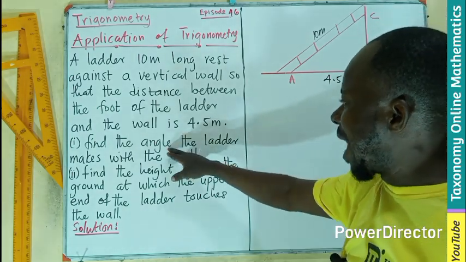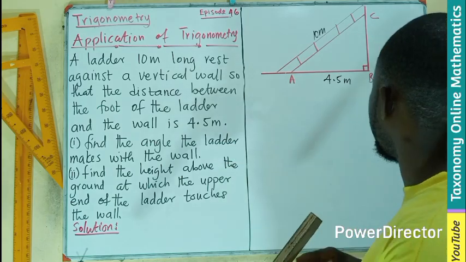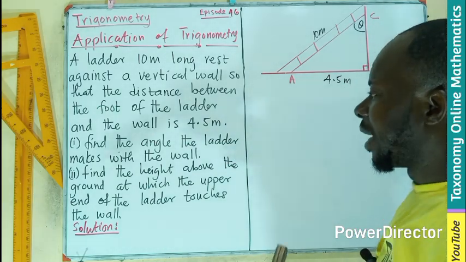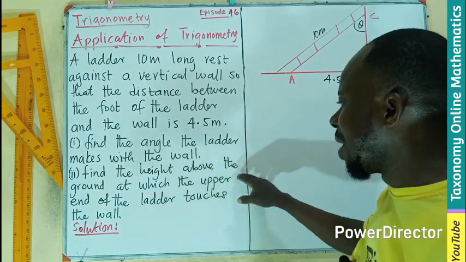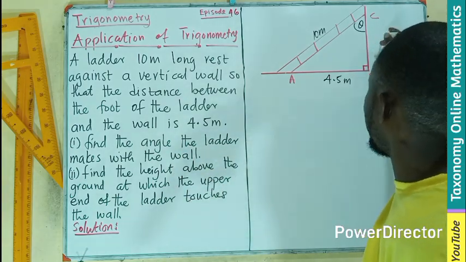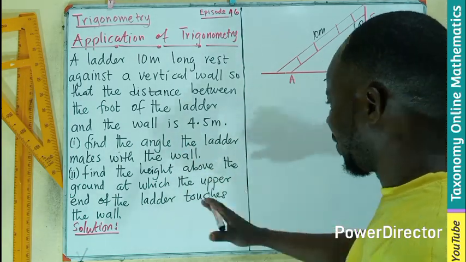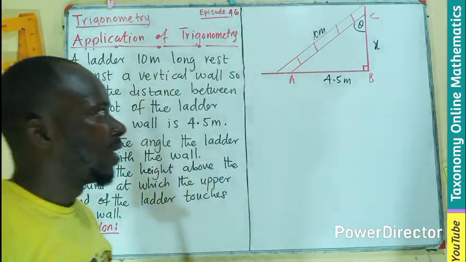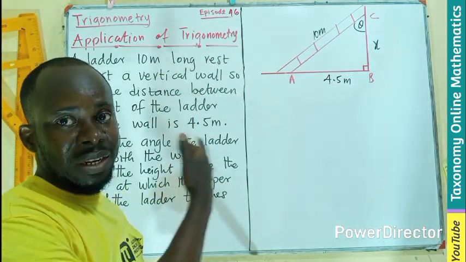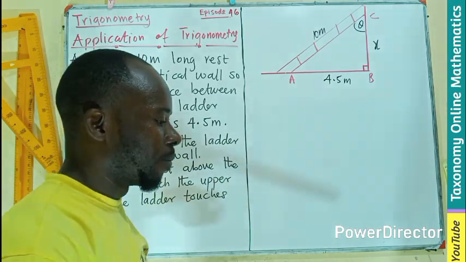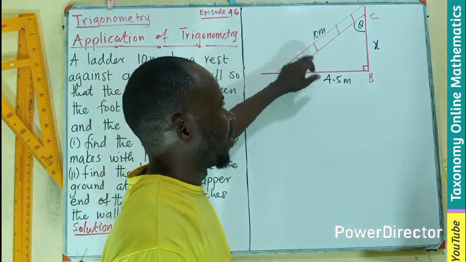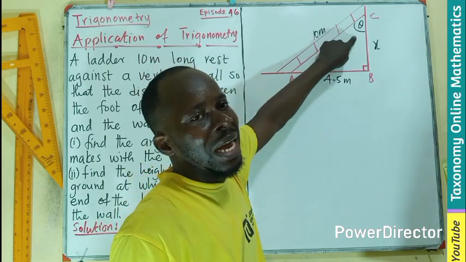We have to find the angle the ladder makes with the wall. The angle the ladder makes with the wall is here. And we have to find the height above the ground, so let's say here is X. These are the areas that we can find with the diagram, or the question translated to diagram form. Now, if I know two of the sides and I'm given an angle, I can use the trig functions.